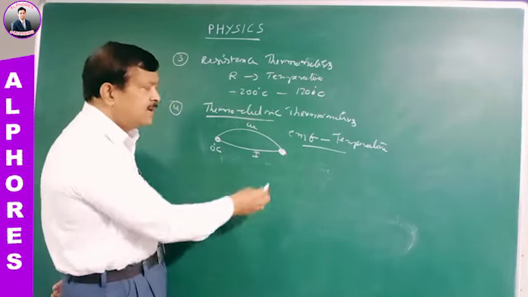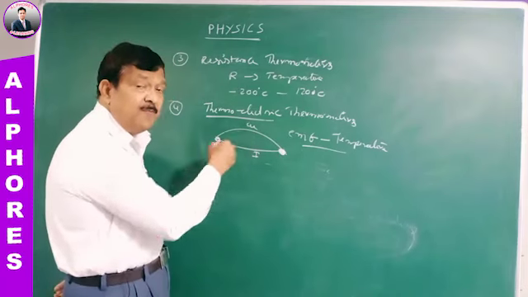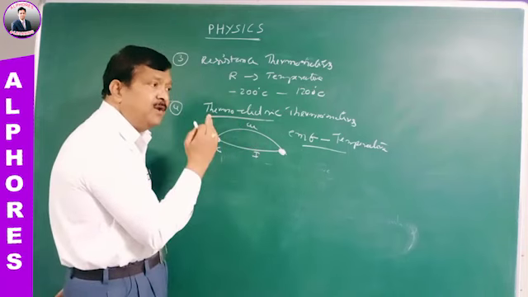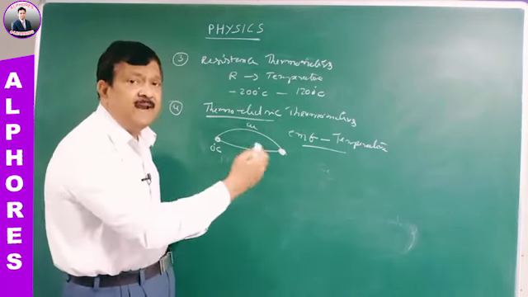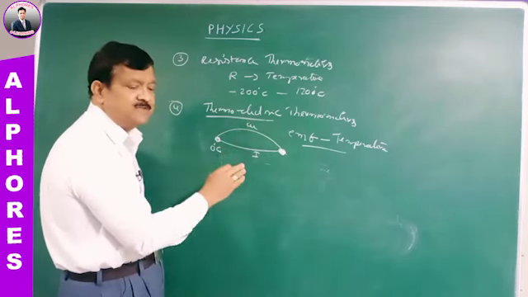Number two, because of the large thermal conductivity of these junctions, they are made up of metals. So thermal conductivity is very high. As a result, they can be used to measure constantly varying or quickly varying temperatures. That is the advantage of these thermoelectric thermometers.